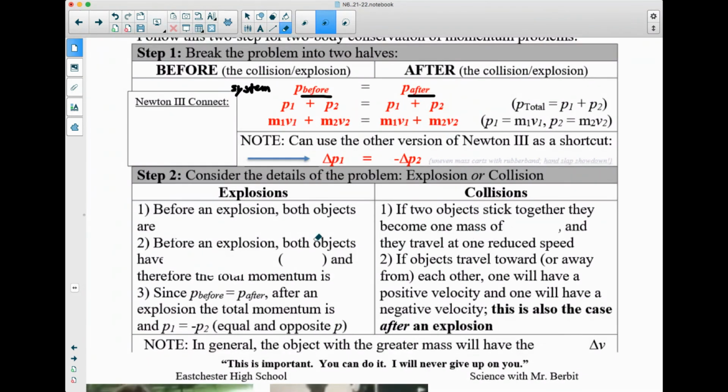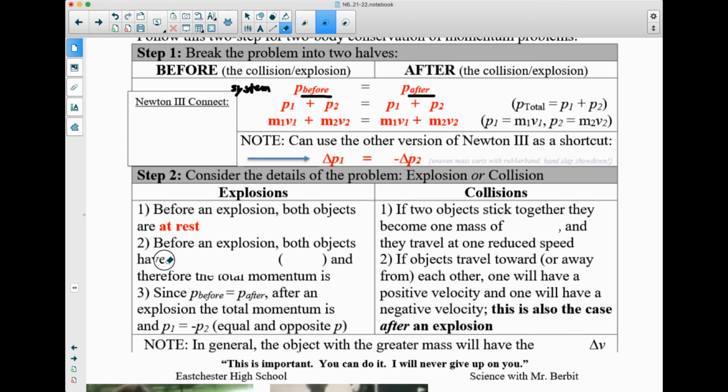All right, let's come over here. We're not going to look at the collision side. We will look at the explosion side for right now. Before an explosion in our course, both objects will be at rest. That makes this before side really easy: v1 is 0 and v2 is 0. Still, I want you to substitute.